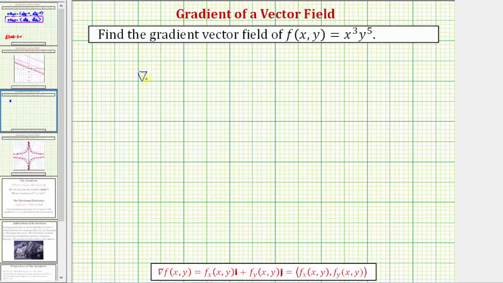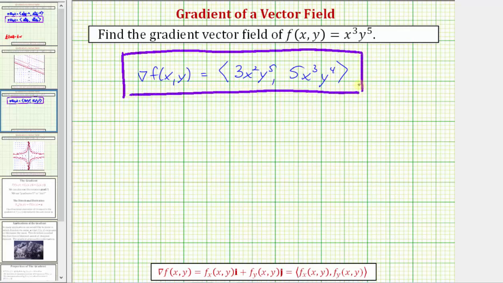So the gradient of f, or del f, is going to be a two-dimensional vector field where the x component is equal to the partial derivative of f with respect to x. So we treat y as a constant, and therefore the partial derivative with respect to x is going to be 3x squared y to the fifth. The y component is equal to the partial derivative of f with respect to y. So now we differentiate with respect to y, treating x as a constant. So the derivative is going to be 5x to the third y to the fourth. So this is the gradient vector field of our function f of x comma y.